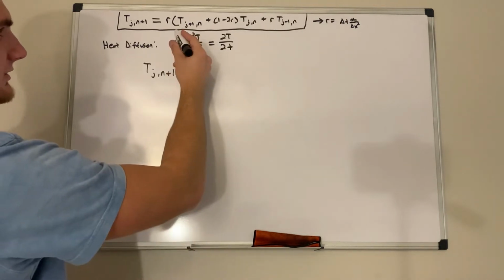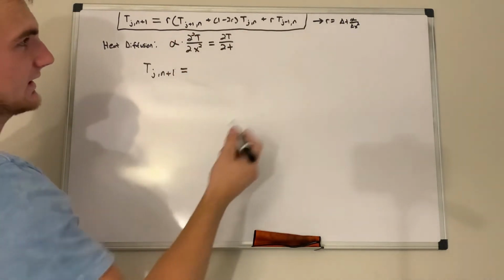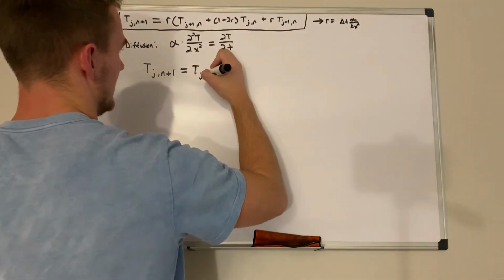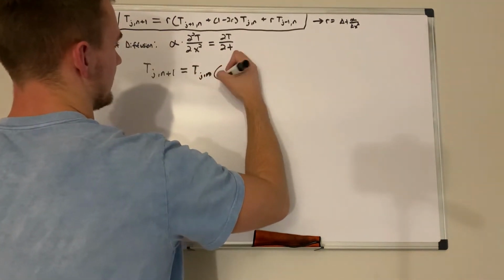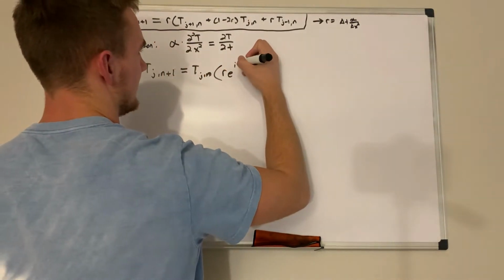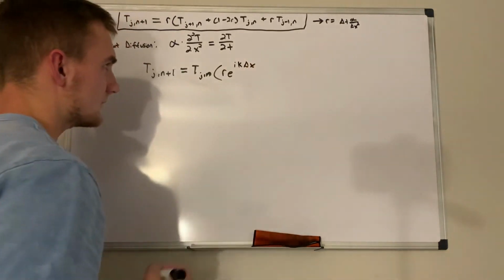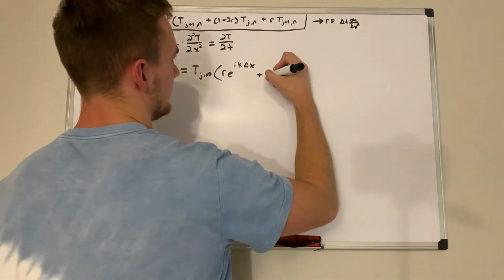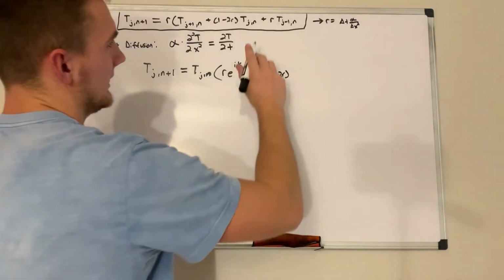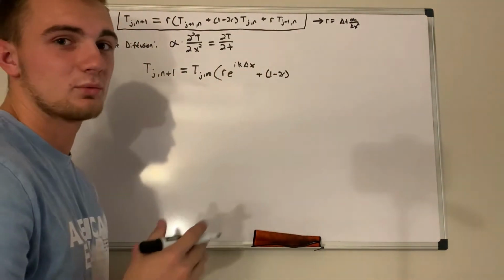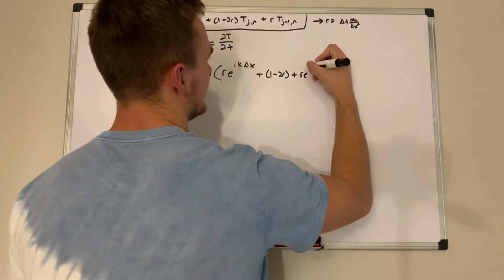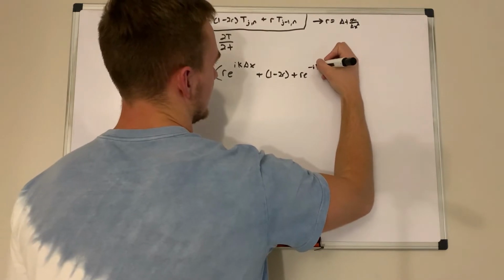What I'm going to do is factor out Tj at n from all of these terms. So Tj at n, and for our first term we'll be left with r multiplied by e to the negative i k delta x. We will add 1 minus 2r. And we will also add our last term, which is j minus 1, so we are shifting one to the left. So we will have r e to the negative i k delta x.